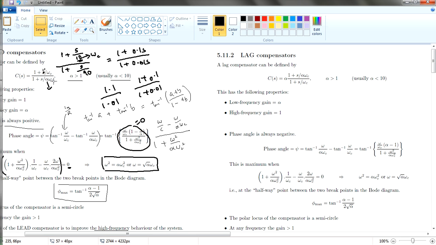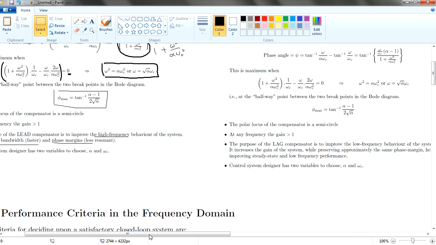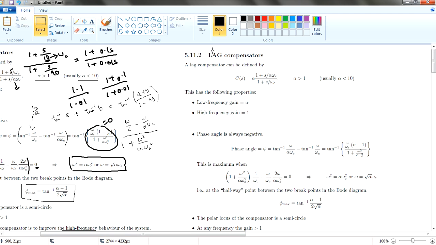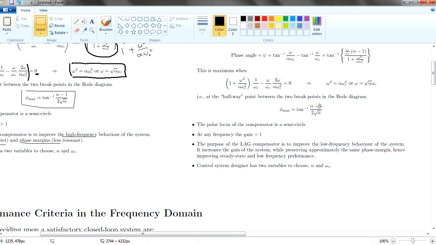But this portion over here is different. The alpha over here is being switched over here. So this is why we have a little difference. Nonetheless, for the lag, it's about trying to smoothen out, to improve the low frequency of the system, increase the gain of the system, and preserve the same phase margin, having a better steady state and low frequency performance.